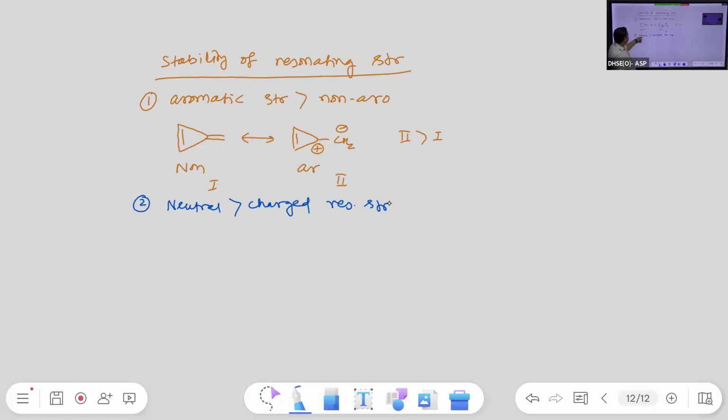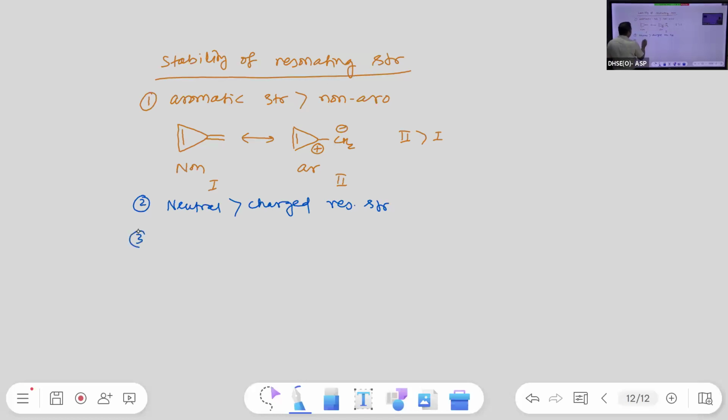Sometimes, when we apply the second rule, the first structure should be more stable, but when we apply the first rule, the second structure is more stable. So which rule do we follow? Serially. That means first of all we check the first rule. If the first rule doesn't hold good, then we go to the second rule. Okay, so I think it is clear. Neutral structure is more stable than the charged.